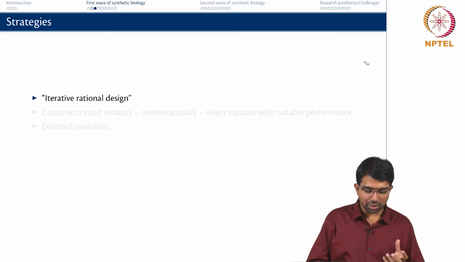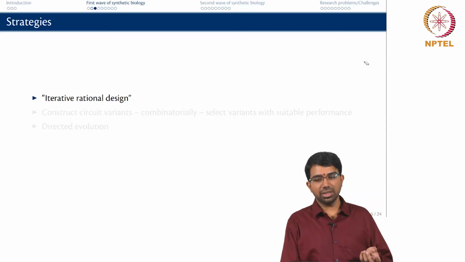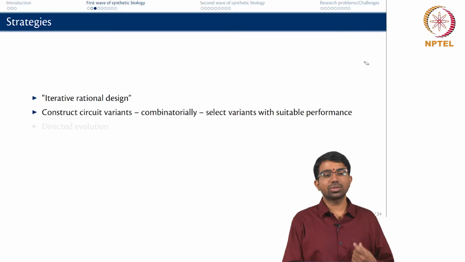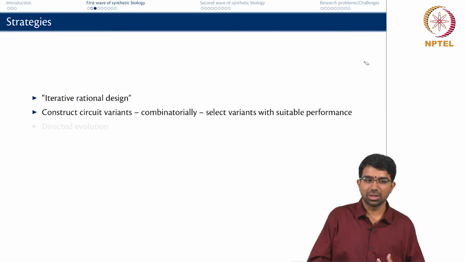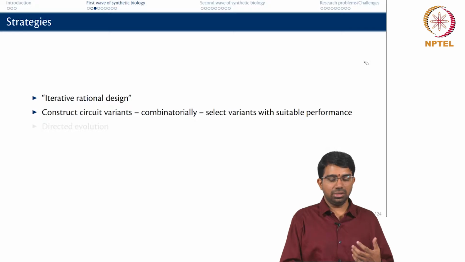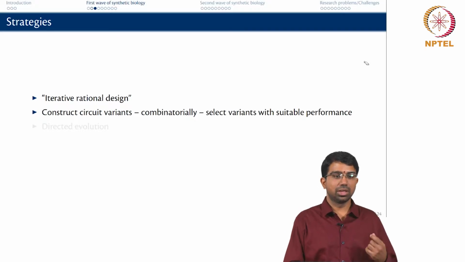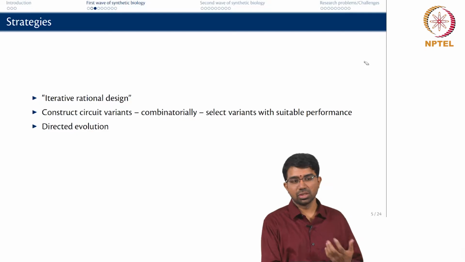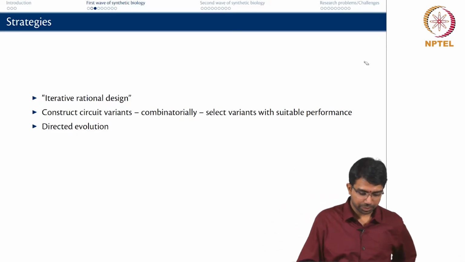It was what they called iterative rational design. So, you construct circuit variants combinatorially and then filter out those that have very good performance, right. You can do this using laboratory evolution and so on, right. You put a certain selection pressure, you eliminate those that do not show the desired behavior. There are directed evolution strategies, and so on and so forth.